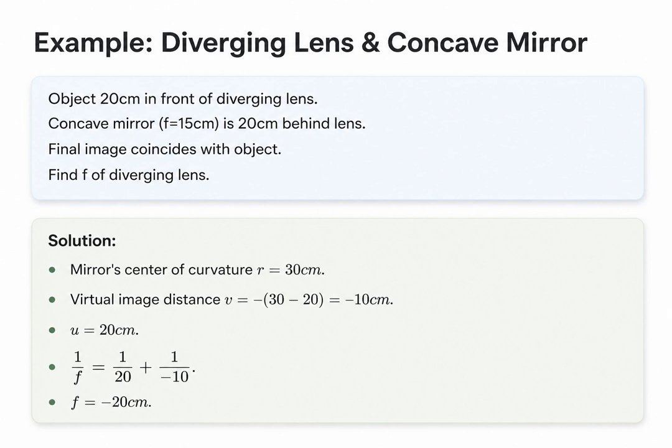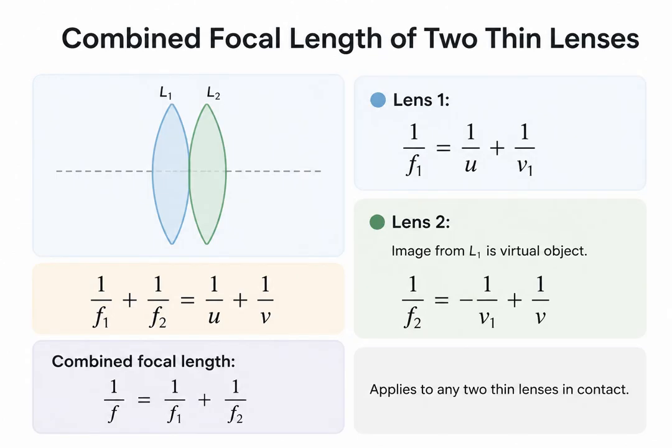When two thin lenses are placed in direct contact, their combined effect is equivalent to a single lens. The image formed by the first lens acts as the object for the second. By adding the thin lens equations for both lenses, the intermediate image distance cancels out. The result is that the reciprocal of the combined focal length equals the sum of the reciprocals of the individual focal lengths.